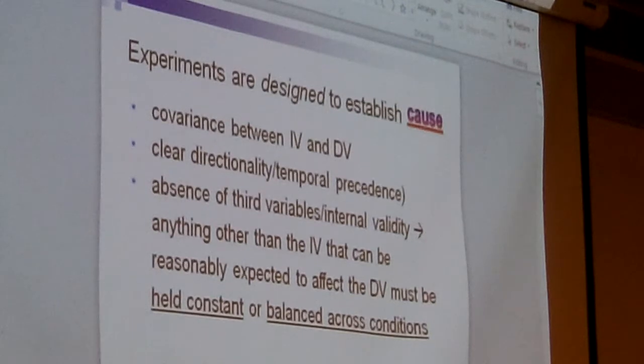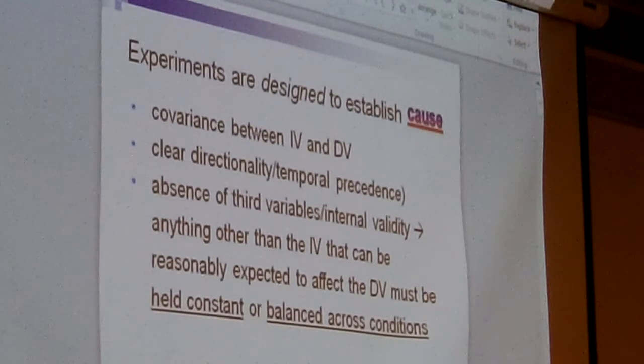There are three requirements for establishing a causal relationship. You have to have a correlation between the variables. So we have to see that change in the independent variable is correlated with change in the dependent variable. Okay? They have to co-vary. There has to be some connection between the ways that they change.